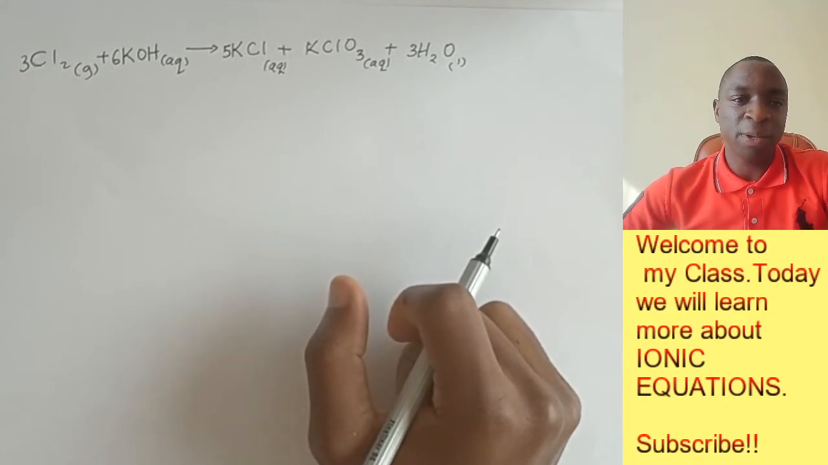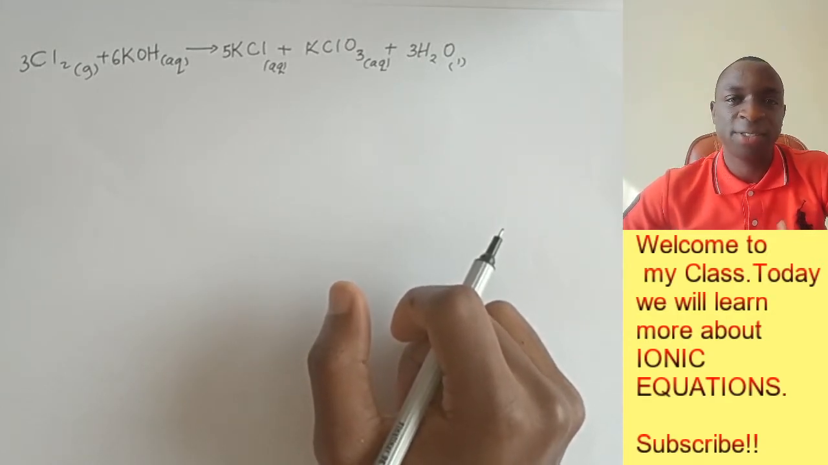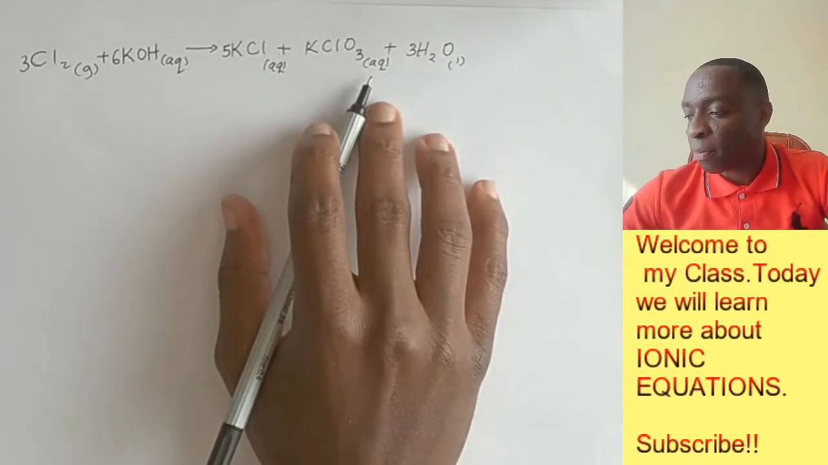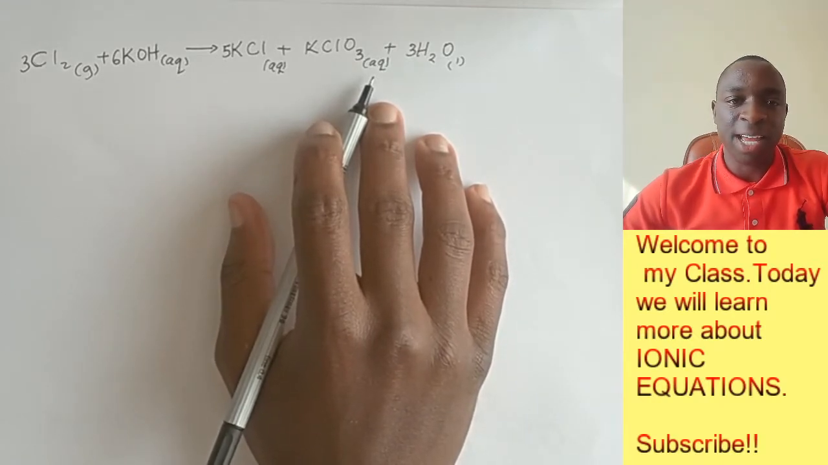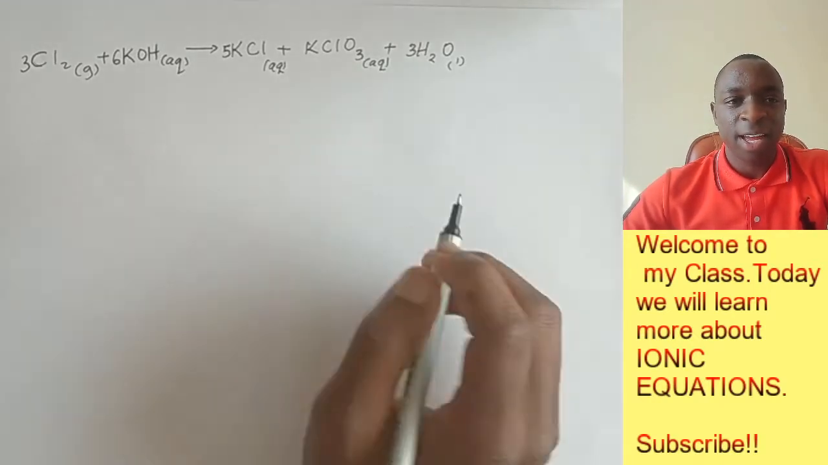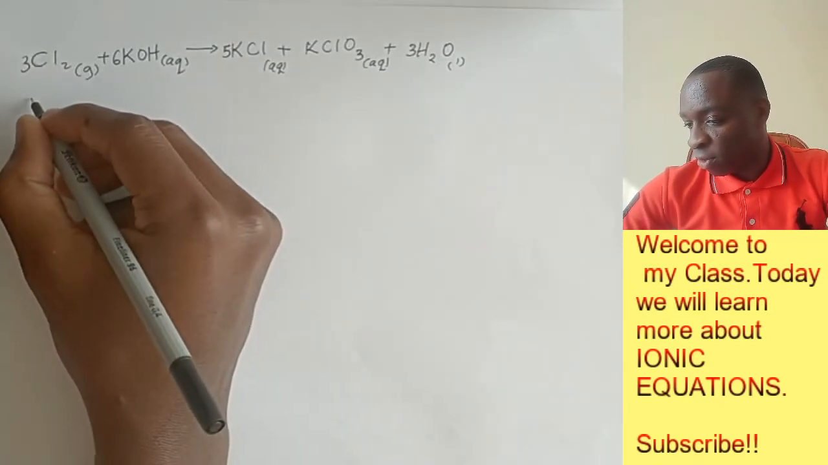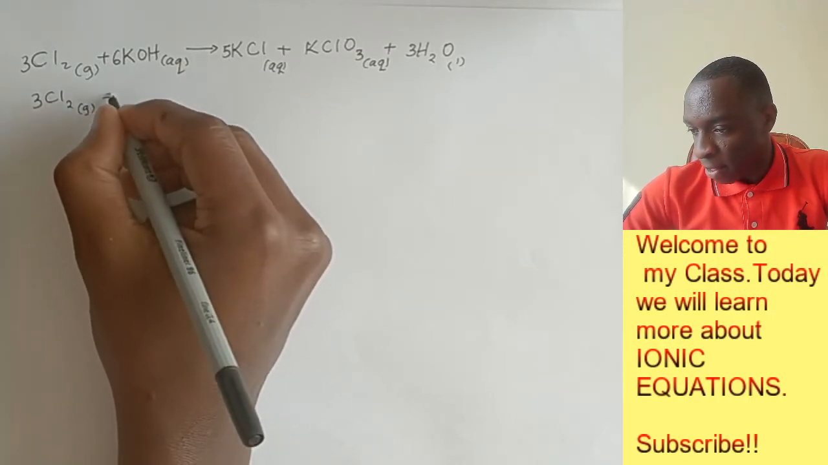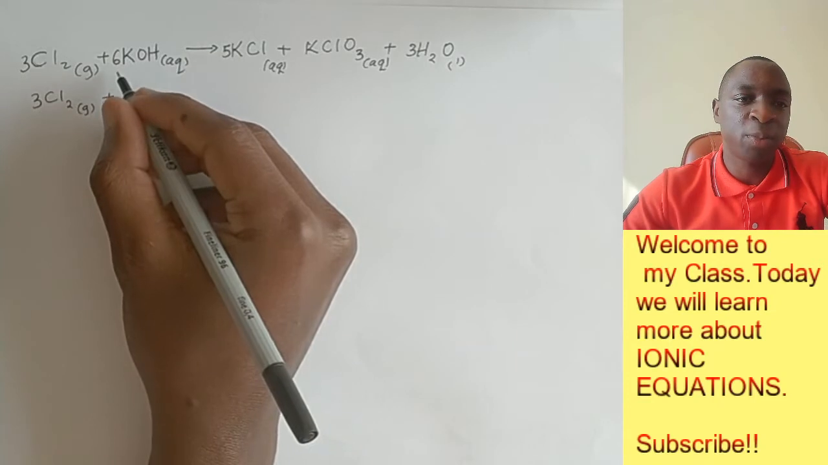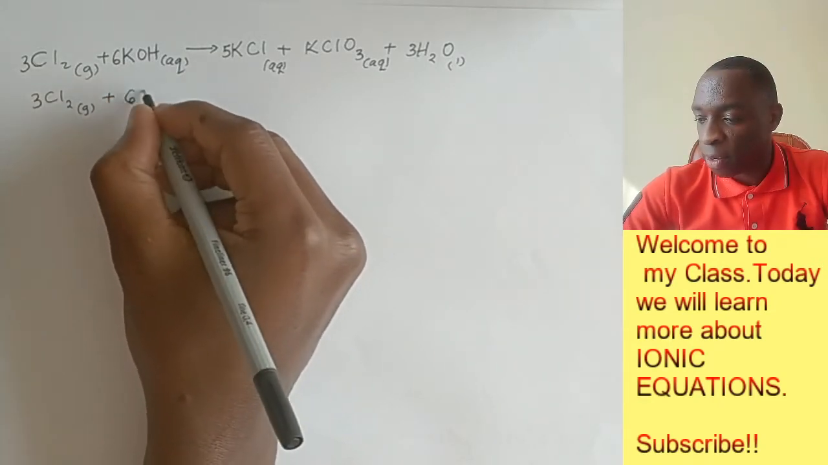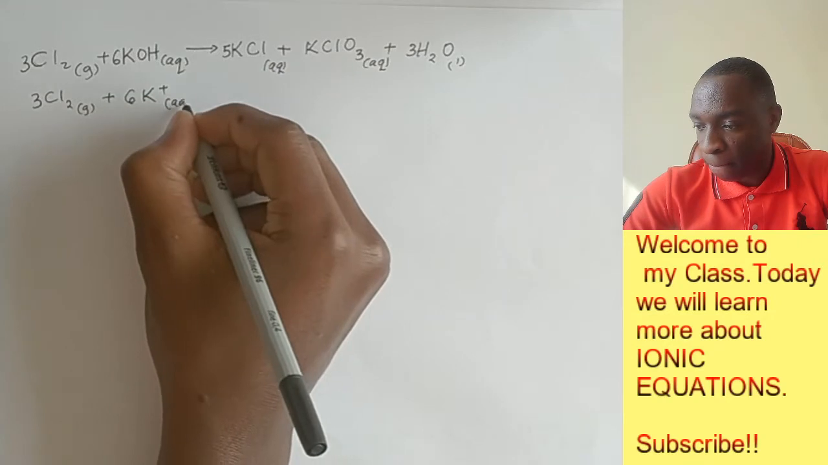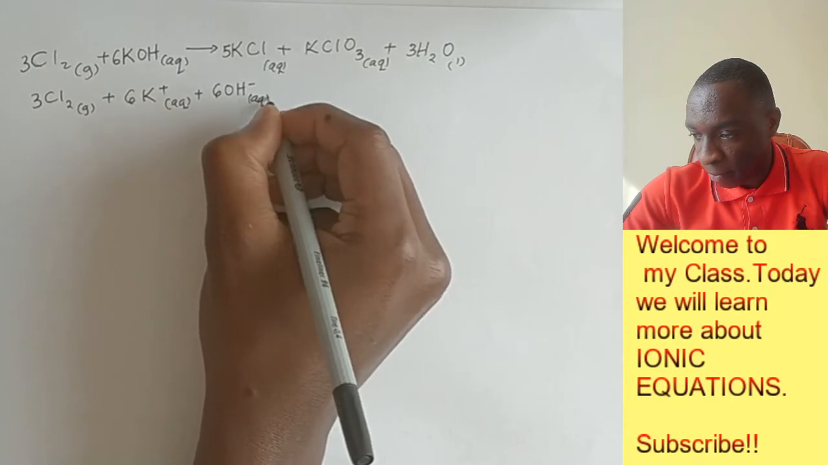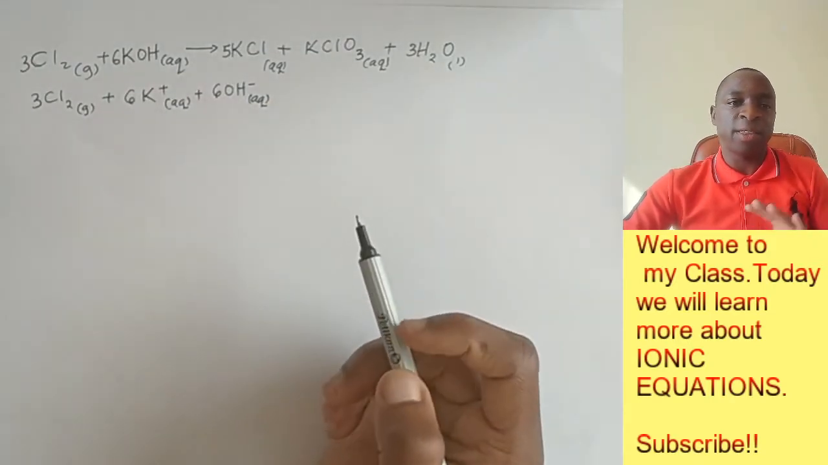Then the next thing is to split out any aqueous substances. You see, something like potassium hydroxide is an aqueous substance, then potassium chloride and potassium chlorate(V). Now these ones are split into their constituent ions. So you go ahead and see that chlorine is not aqueous, so it remains the way it is. Then of course, now this 6 tells us that you have 6 potassium hydroxide. So you'll have 6 potassium ions and 6 hydroxide ions. As you can see there, now the reactant side is done.